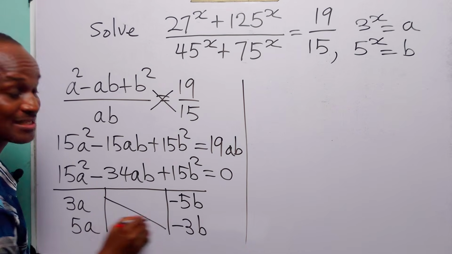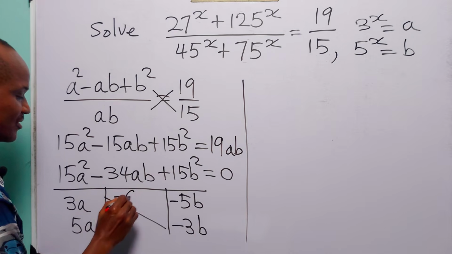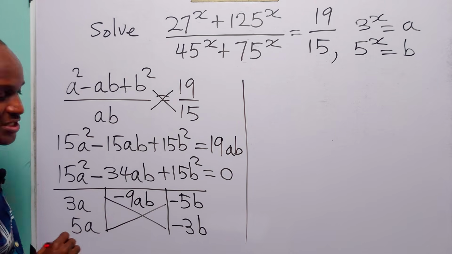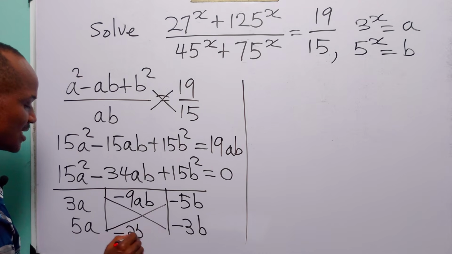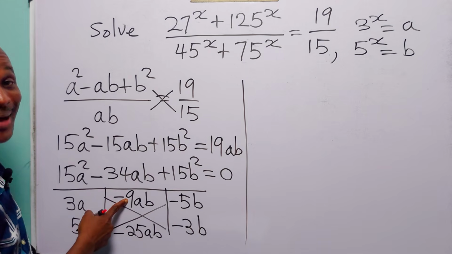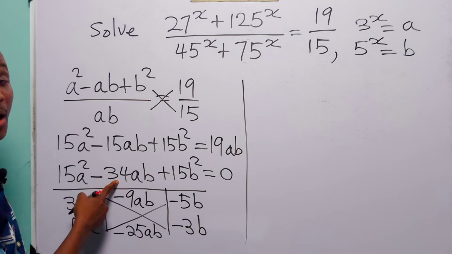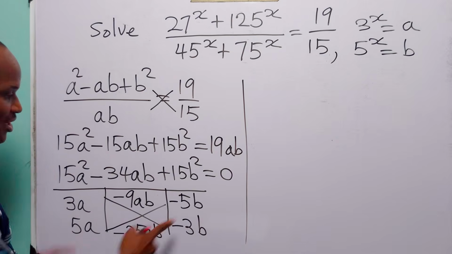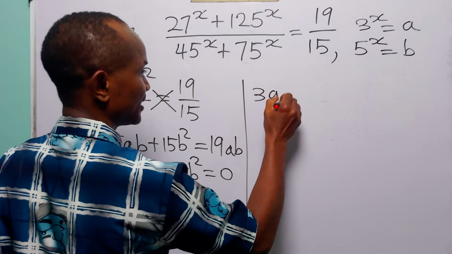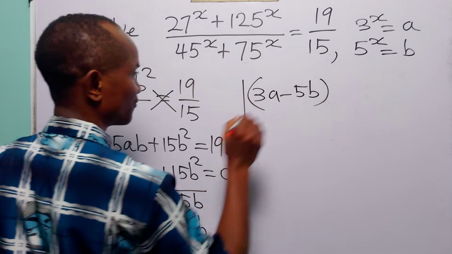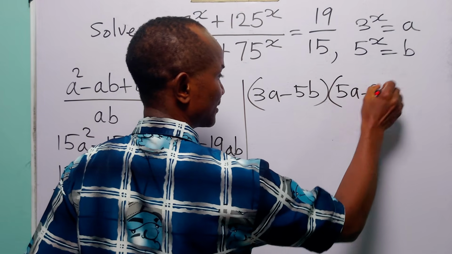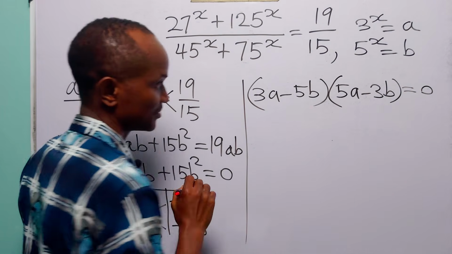Now, 3a times minus 3b is going to give us minus 9ab. And 5a times minus 5b is going to give us minus 25ab. And of course, minus 25ab minus 9ab is going to give us minus 34ab. So when we factorize the left-hand side of this equation, we have 3a minus 5b multiplied by 5a minus 3b is equal to 0.